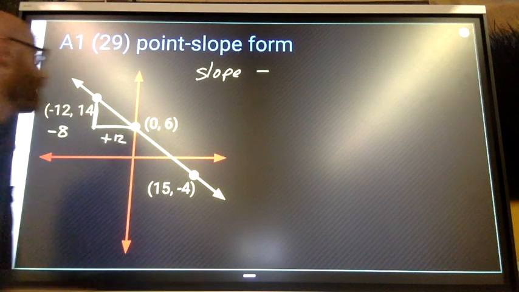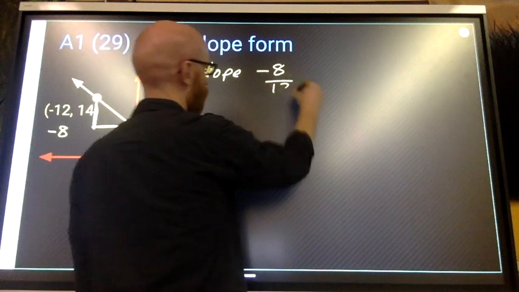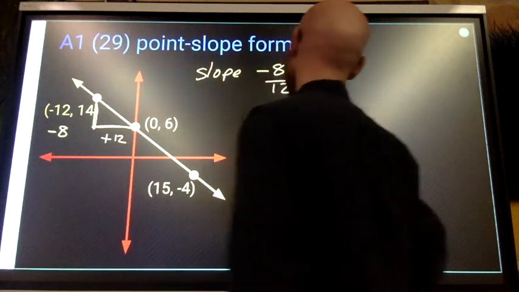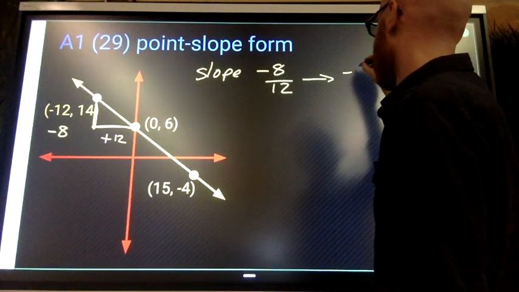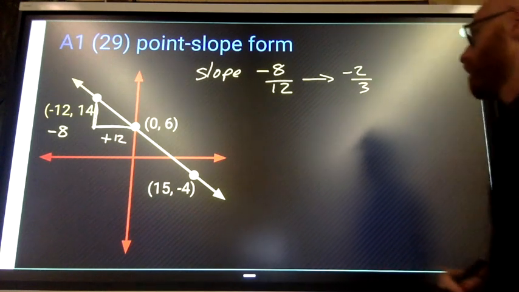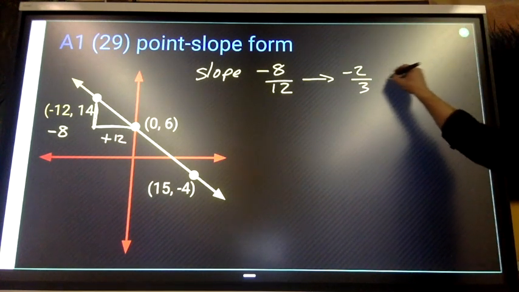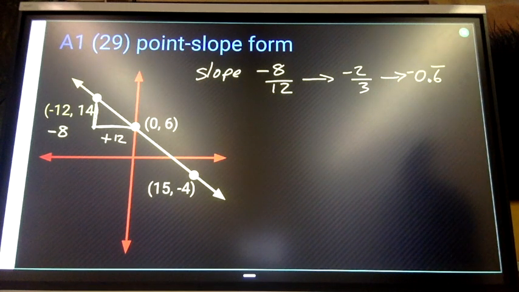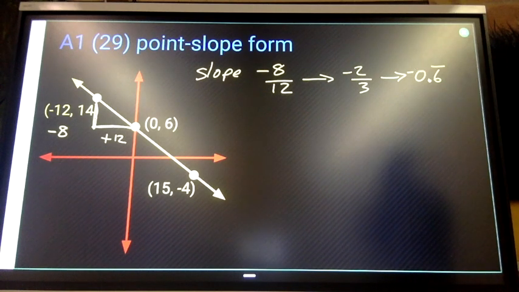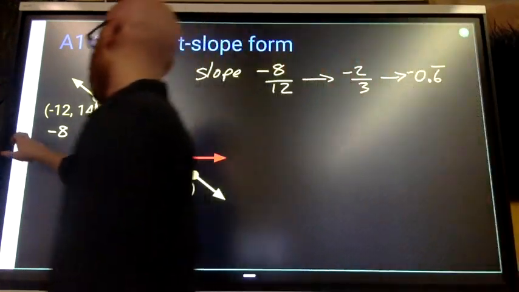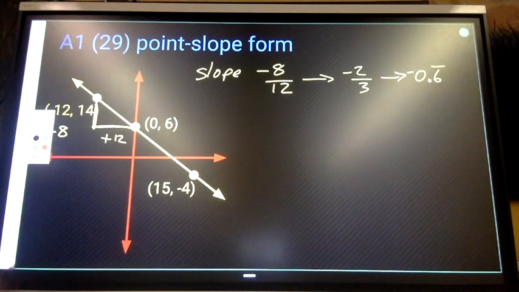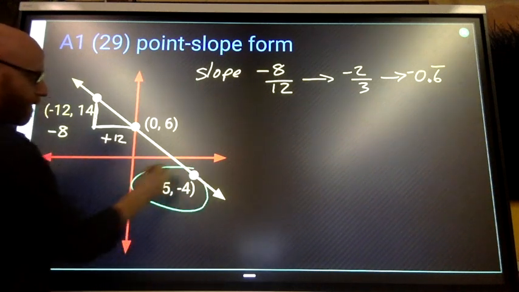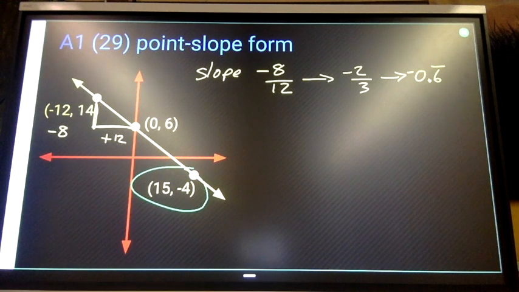Alright, so my slope will be negative 8 over 12, which simplifies down to negative 2 over 3. Or, as a decimal, it would be 0.6 repeating, as a negative. Alright, so that's my slope. Then, to put something in point slope form, I only need to pick one point. So I can pick one of the 2 points that I already have, or I can pick the third point. Let me see if I use this one. And then I just use that format.